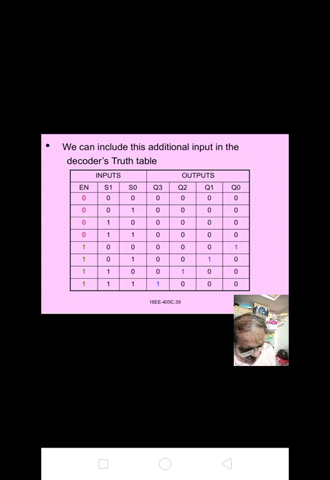Here there are 3 input variables, so we want to use a 3 to 8 code. 2 power 3 equal to 8 inputs, that is 0 to 7. 0 0 0 for 0, 0 0 1 for 1, 0 1 0 for 2, 0 1 1 for 3, 1 0 0 for 4, 1 0 1 for 5, 1 1 0 for 6, 1 1 1 for 7.